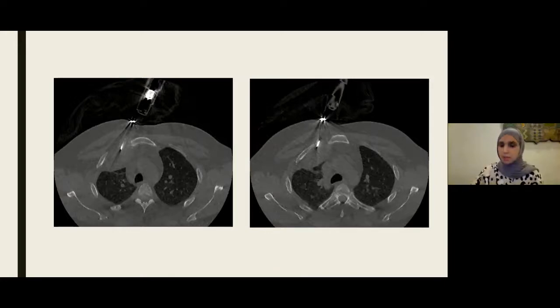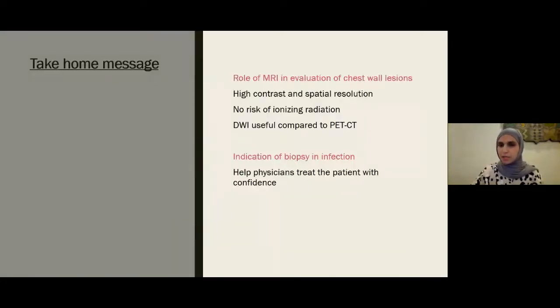A take-home message of this case is the role of MRI in evaluating chest wall lesions. It has high contrast and high spatial resolution with no risk of ionizing radiation, and diffusion-weighted imaging is useful compared to PET-CT in getting an answer for such lesions. And regarding the indication of biopsy in infection, sometimes when we don't get a proper answer in imaging, we need to get a tissue sample that helps the physician treat the patient with confidence.